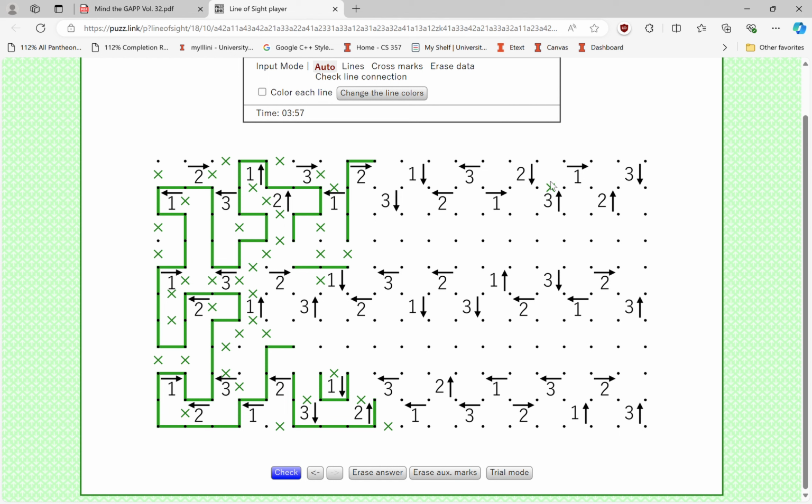This 3 here can't extend here or here, so it must be 1 higher, which means I don't have anything there. Can't extend, it could extend all the way over here, I guess.